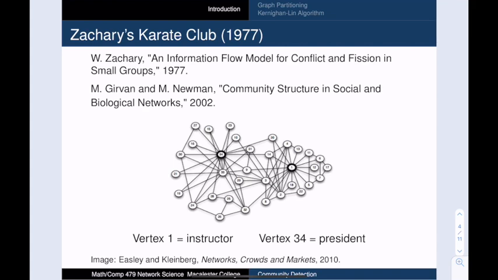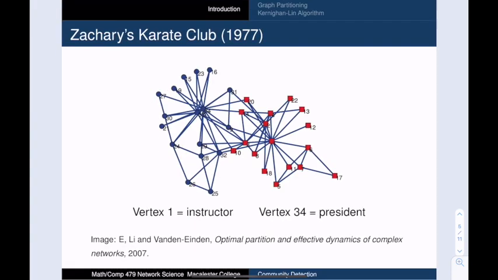25 years later, Girvan and Newman used this example in their early work on community detection methods. Their hierarchical clustering method correctly predicted the actual split from the network data. It has become a favorite example ever since. Here's the actual split of Zachary's karate club, as well as the community detection result.